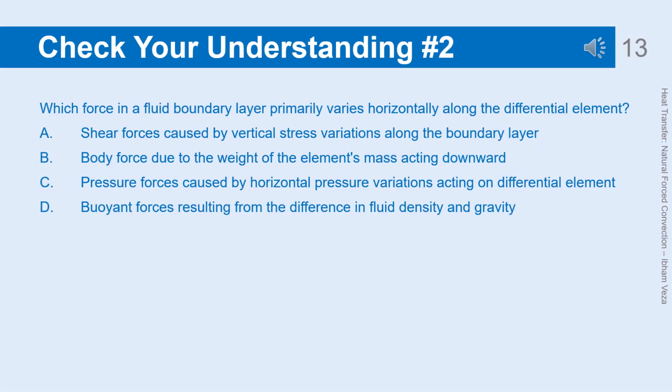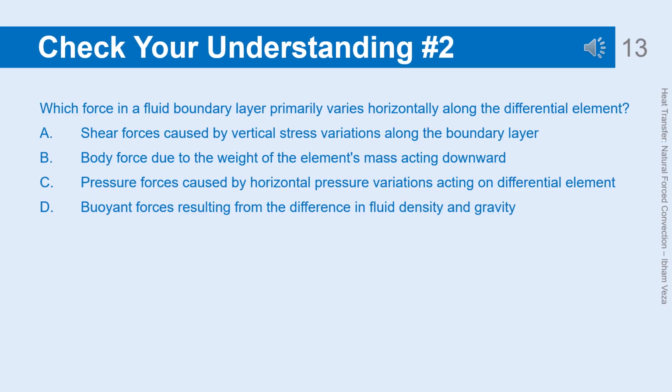Correct answer C. Pressure forces caused by horizontal pressure variations acting on the differential element. Explanation of incorrect options. A. Shear forces caused by vertical stress variations along the boundary layer. This is incorrect because shear forces act vertically and result from velocity gradients, not horizontal pressure variations.